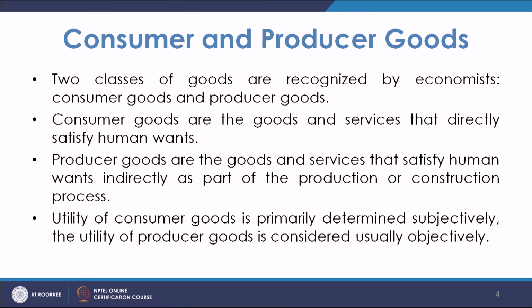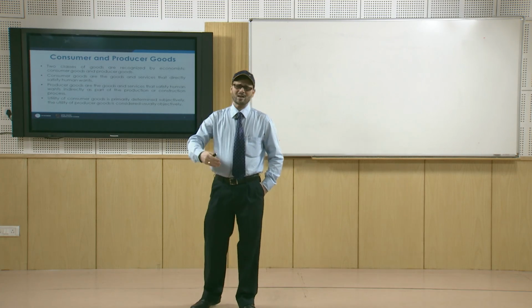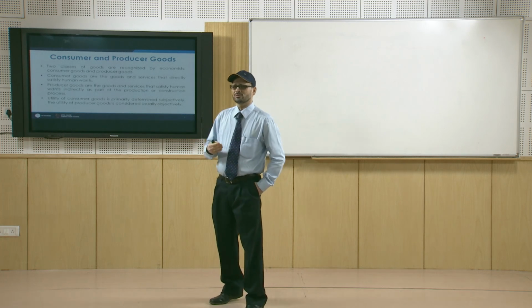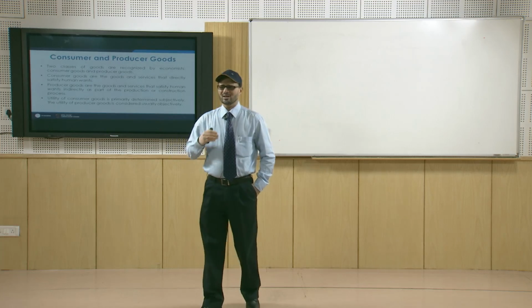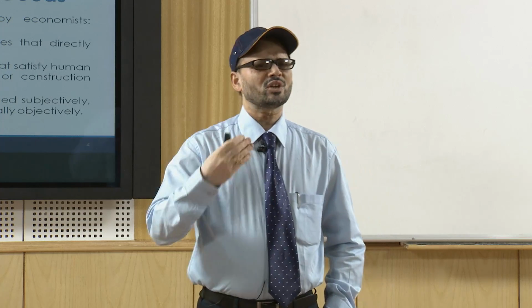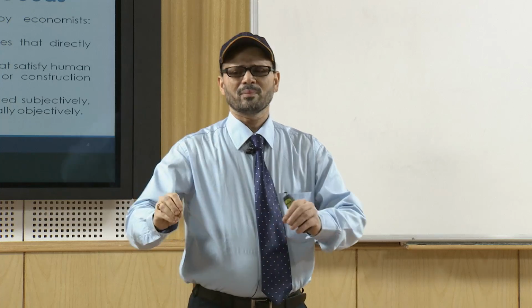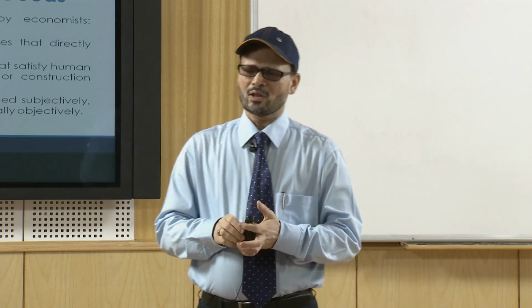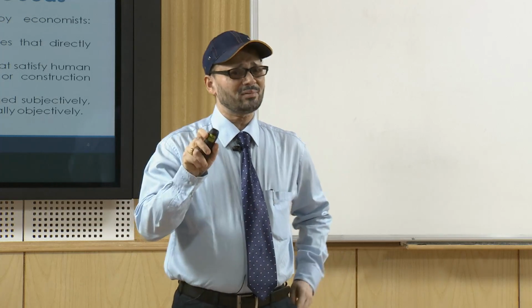The utility of consumer goods is primarily determined subjectively, while the utility of producer goods is usually considered objectively. It means that if you have certain consumer goods, such as wanting the feeling of music, that is subjectively decided. Now, for getting that music, suppose you need to press 10,000 bits or 10,000 keys. These are the producer goods. So, basically, that is objectively decided.